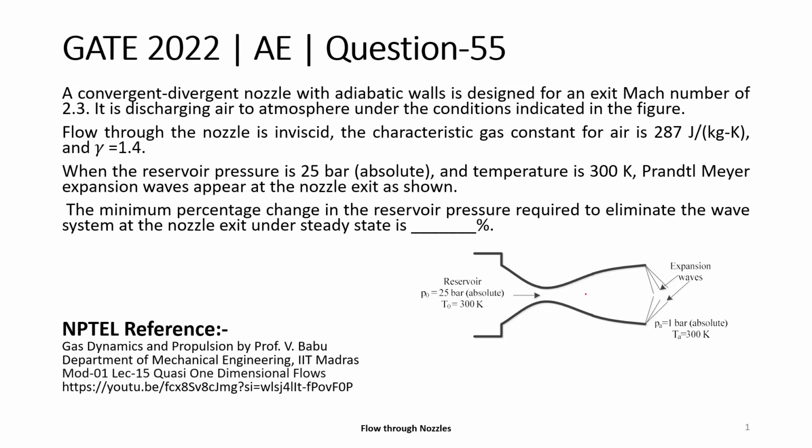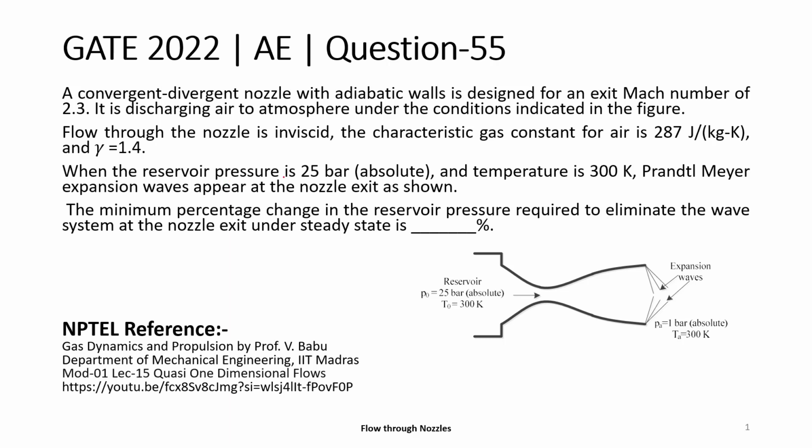This is the reservoir and it is discharging under this condition, where P0 at the reservoir is 25 bar and the back pressure is 1 bar. Flow through the nozzle is isentropic. The characteristic gas constant for air is 287 joule per kg Kelvin and gamma equals 1.4.